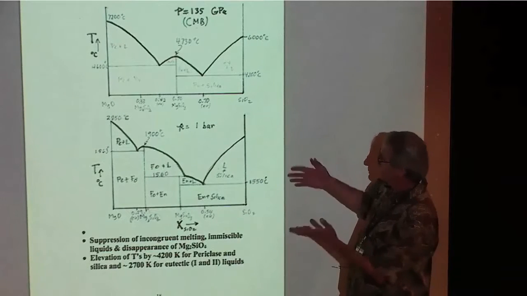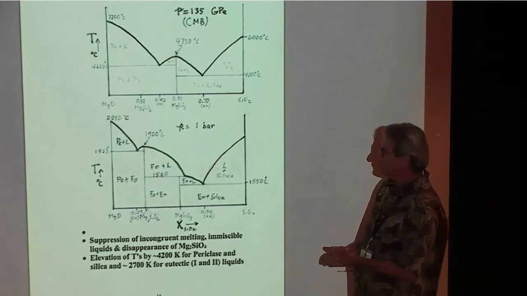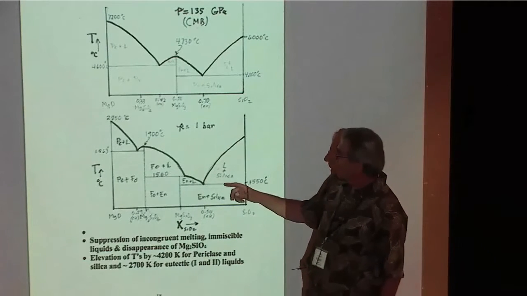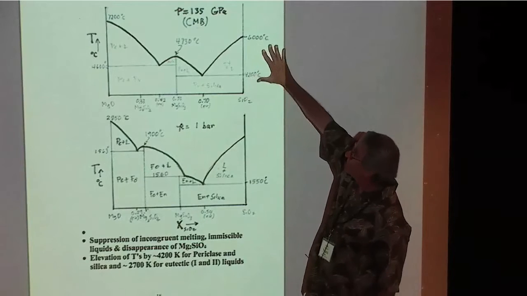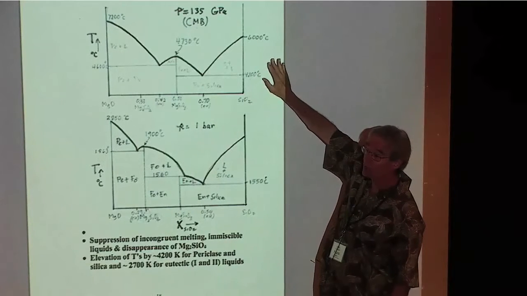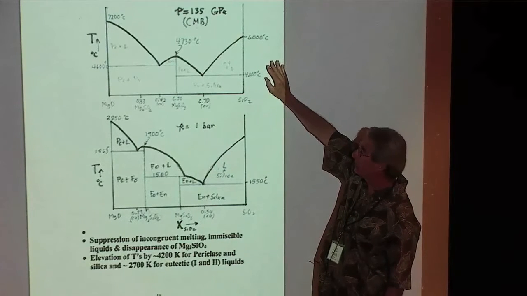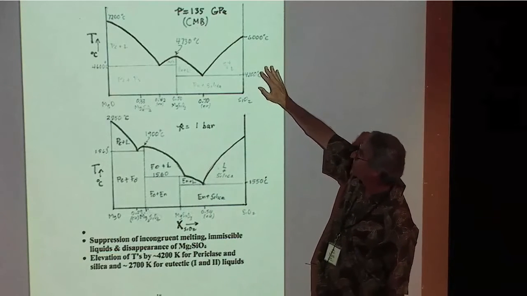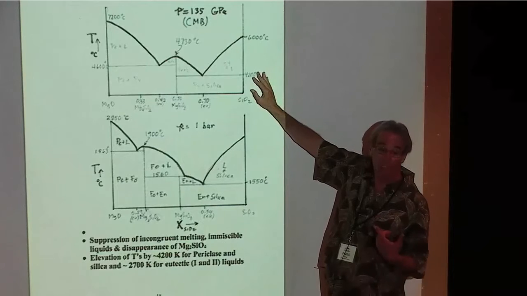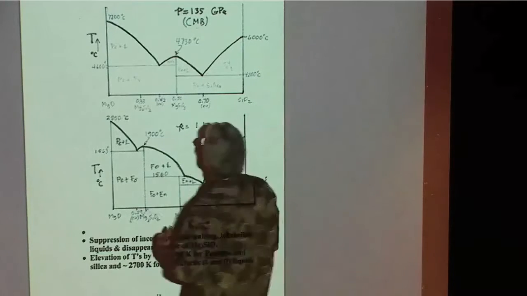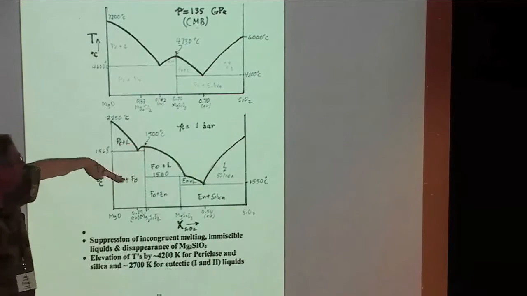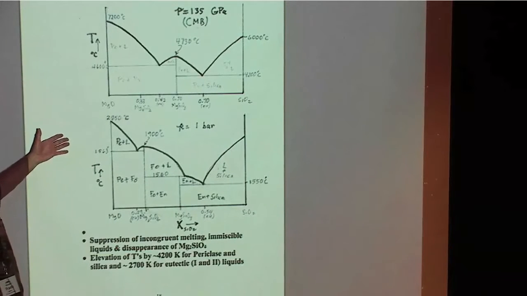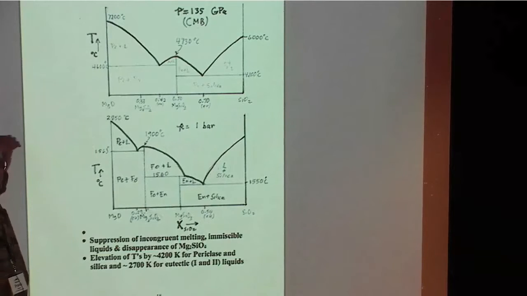And what you notice here is a certain topology. Obviously, we don't have a lot of time to go through this, but you see a couple of things. This is the diagram for the same system, based on Stixrude et al. and some modifications that I fooled around with, at 135 GPa. So this is core mantle boundary pressure. And you just want to compare these two systems. So this is the change. This is what pressure does to the free energy, seen in a mineral liquid sense.